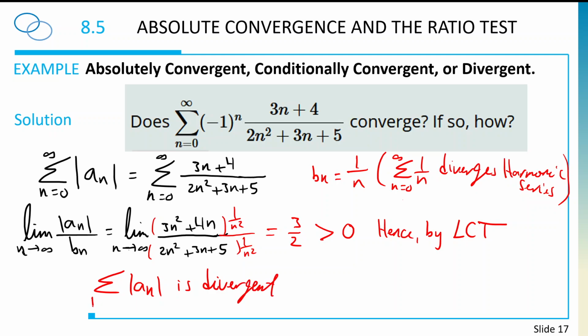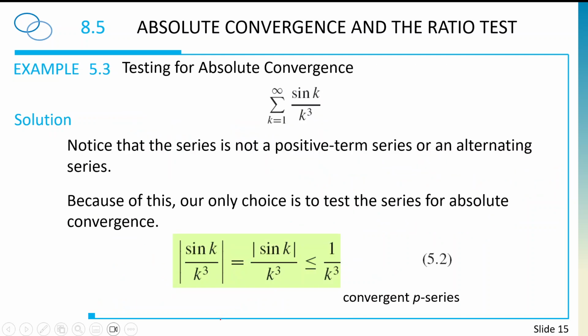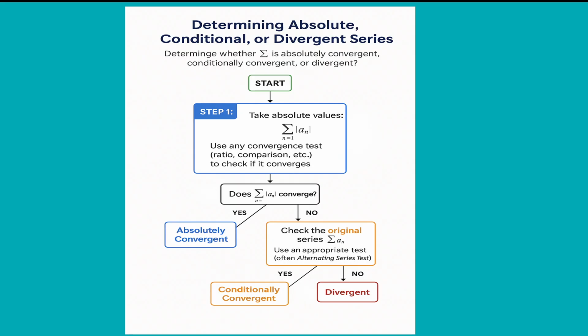So does it mean we're done with the question? No. Once I check with the absolute value and it gives divergent, then what do I do? I'll go back to the flow chart just for you to check. So this is what I've done. I took the absolute value, I checked using any suitable test, I got no, it's divergent. So we're not done yet.